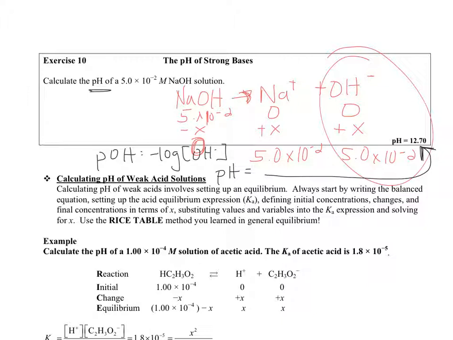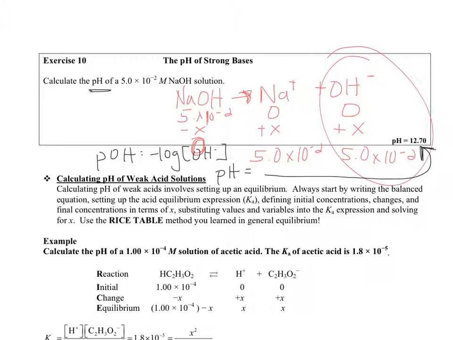So on strong acids and strong bases, we're going to completely dissociate. Our E line will be 0. If we're doing weak acids, however, we're going to have an equilibrium situation. So our E line is not going to be 0, and we're going to use our K value to solve. So in the next example, we're looking at a weak acid, and we're looking at acetic acid.